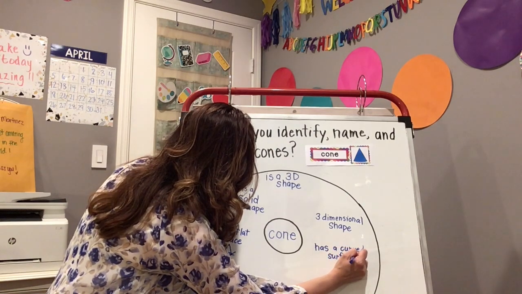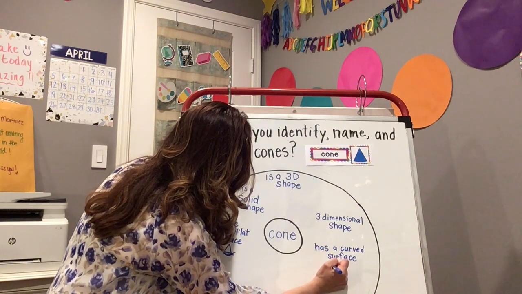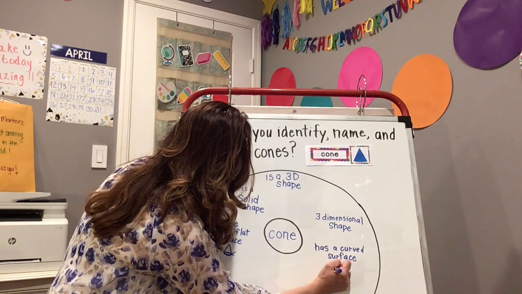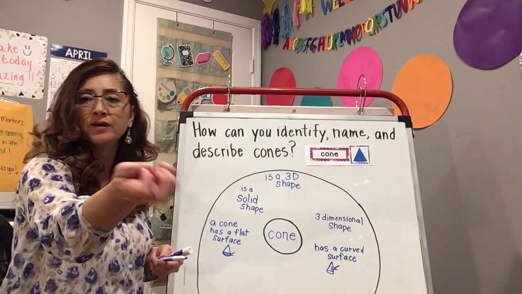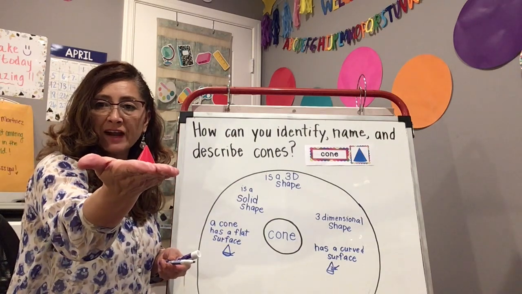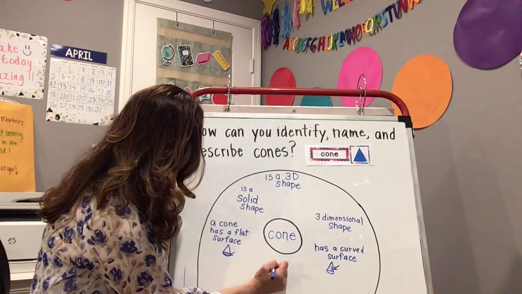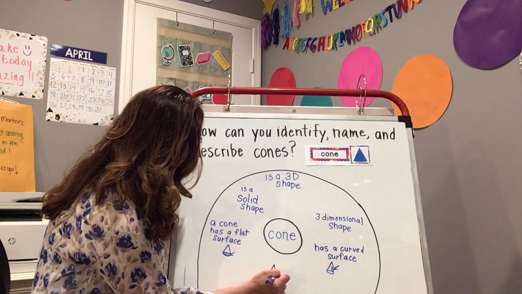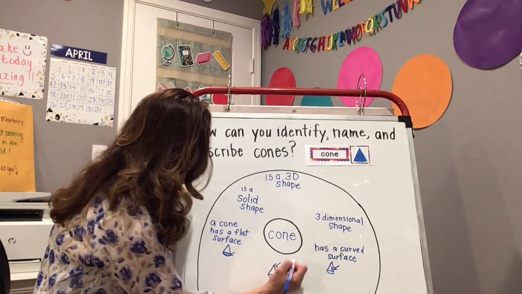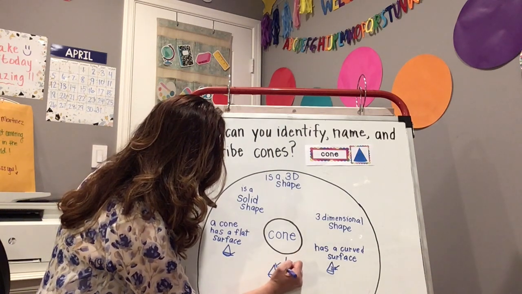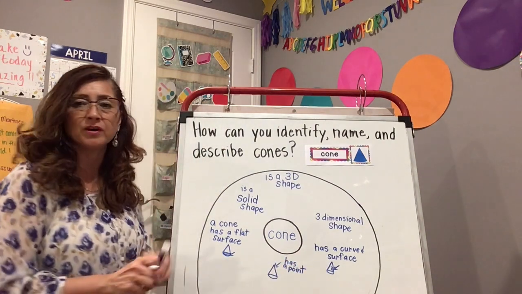And again, I'm going to draw it here. I'm going to draw a cone here, and I'm going to draw these little lines to show a curved surface. Anything else, boys and girls? Let me show it to you one more time. Very good. Yes, a cone has a point. So there's the point. A cone has a point. Okay. Very good, boys and girls.